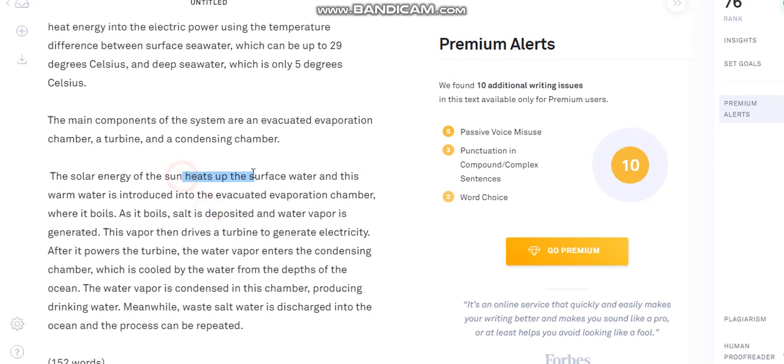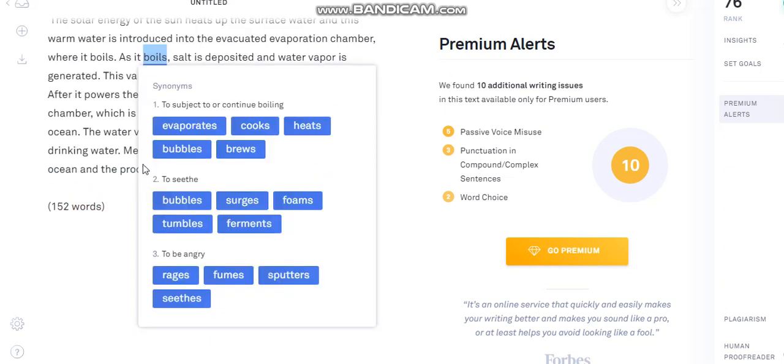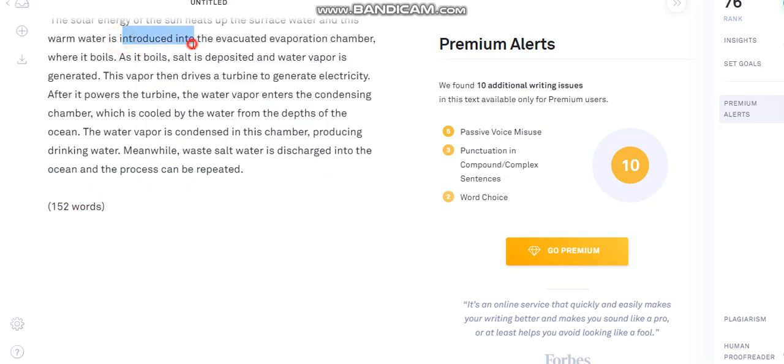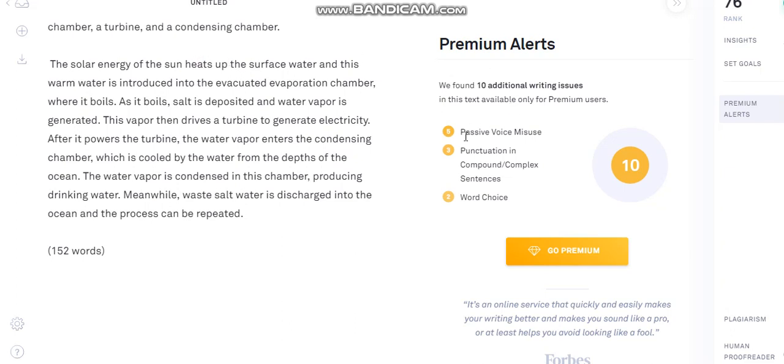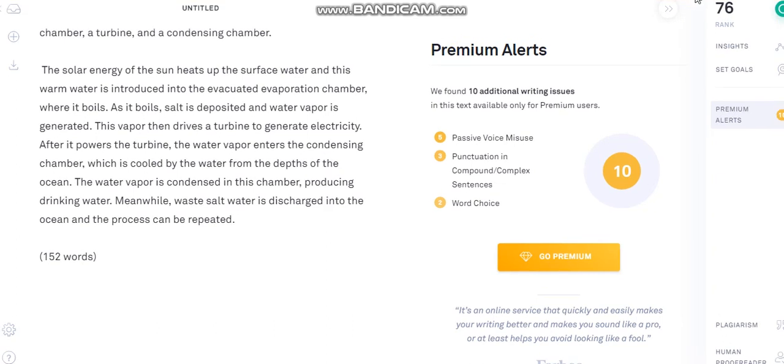Okay, let's see. Offer me something. Come on. Okay. Surface water, and this warm water is introduced into. Is there any suggestion about introduced into the? By the way, I never understand that mistake. Passive voice misuse. It always warns that. So according to this app, this writing deserves a 76 rank.